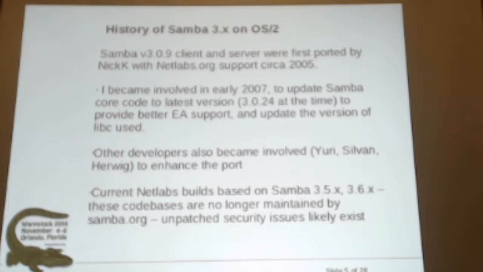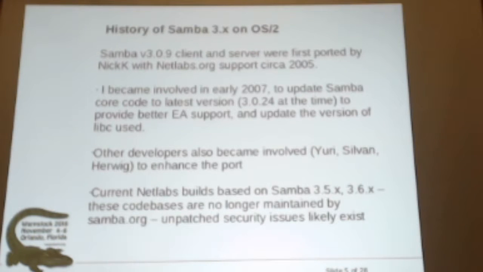In early 2007, I was trying to set up a Samba server at my house, and we have a lot of digital photos of our animals, and particularly with things like extended attribute support with that version of Samba server, there were a number of bugs. Nick Kay was busy on other things and couldn't update Samba at the time, so I started working on Samba to update the server to the latest version, which from what I could find on Google was 3.0.24 at the time.